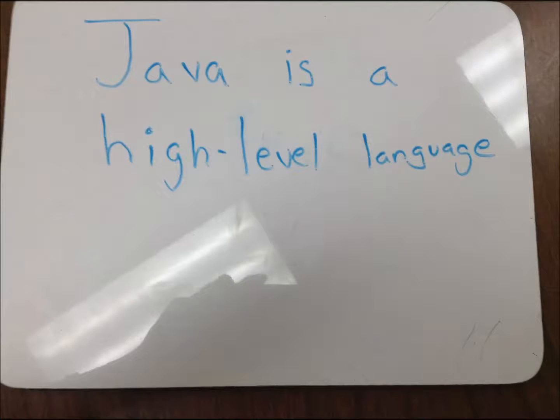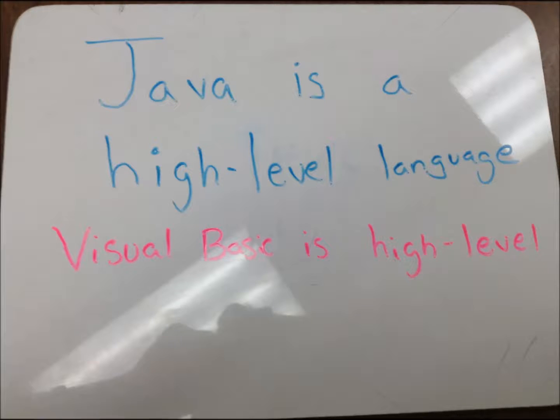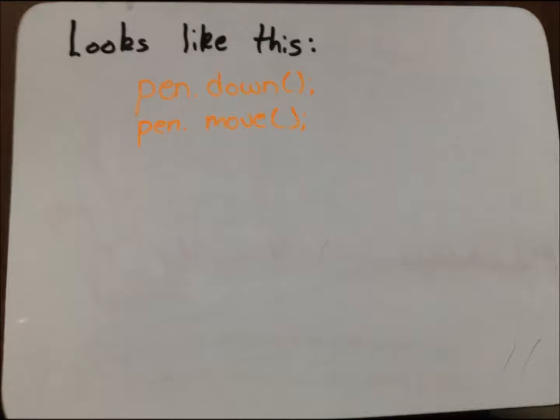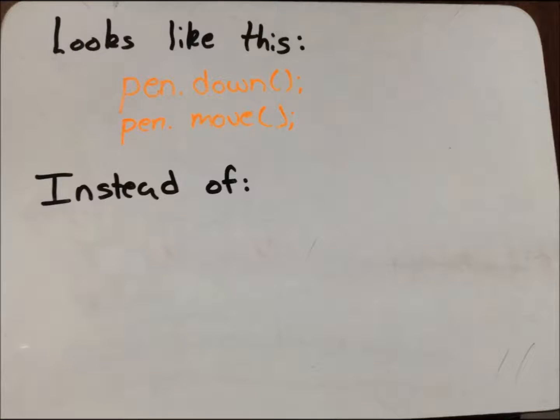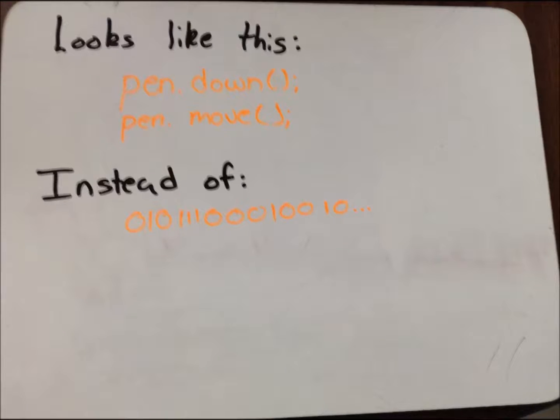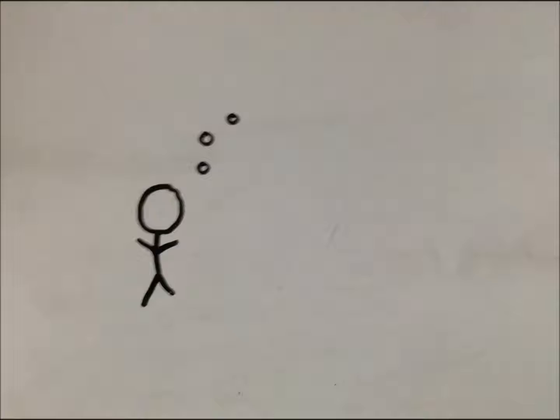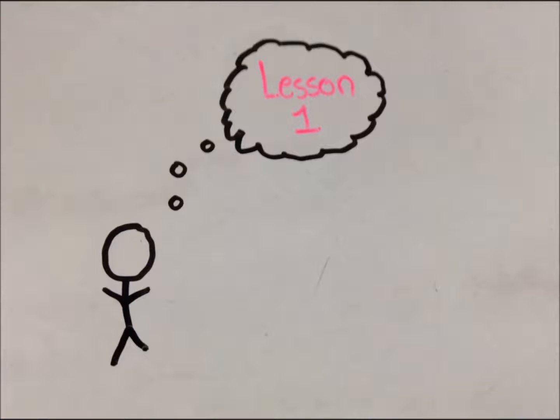Java is a high-level programming language, and I know it's hard to believe, but Visual Basic is another high-level language. High-level languages are more similar to English than machine code. Programming in binary is considered low-level because ones and zeros look nothing like English or any normal human language. If you remember back to lesson 1, you'll remember there was a bit of code that drew a square.